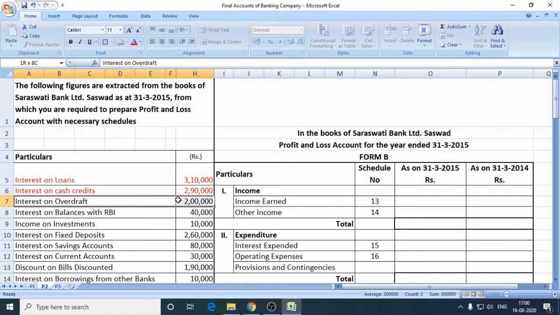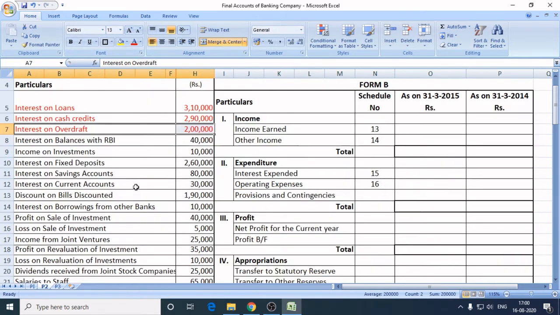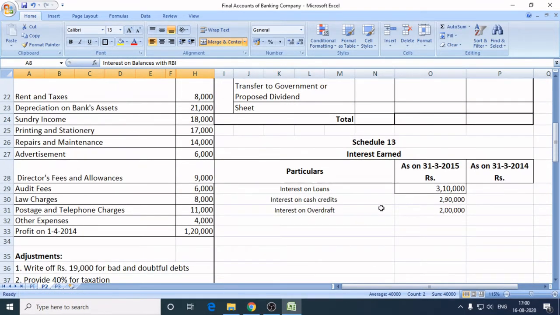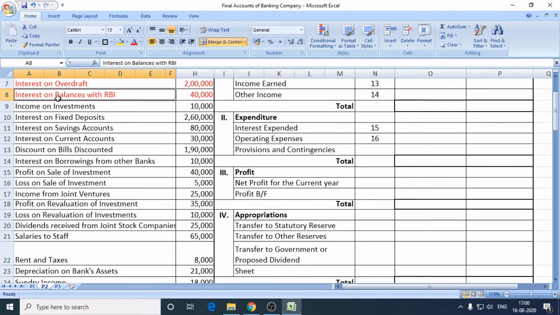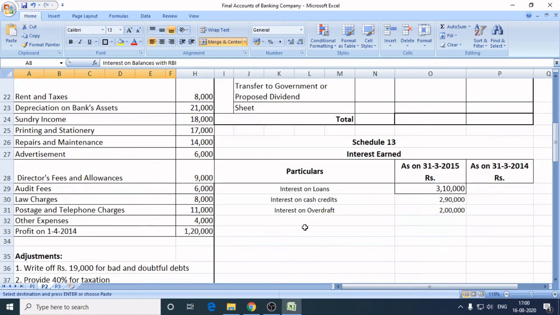Now the next is interest on balances with RBI. Whatever cash this bank has with RBI, on that balance it has received interest of rupees 40,000. So it is an income of the bank, and it will also come under schedule number 13. Interest on balances with RBI is 40,000.